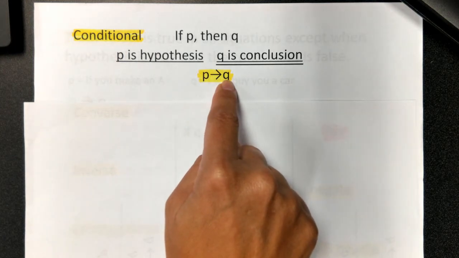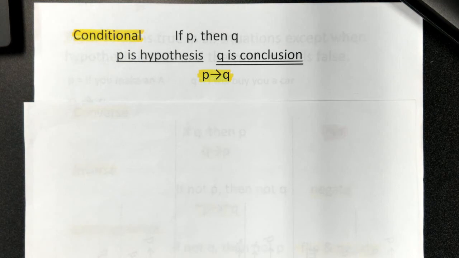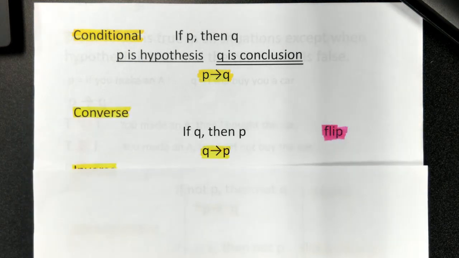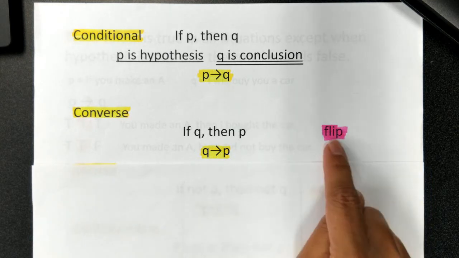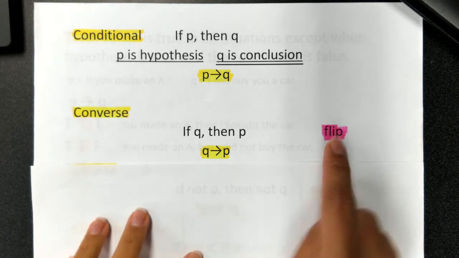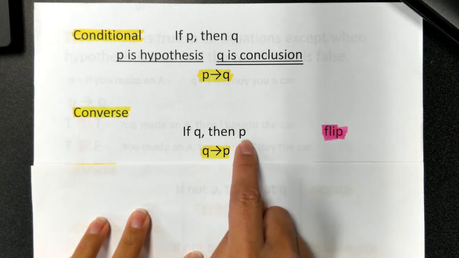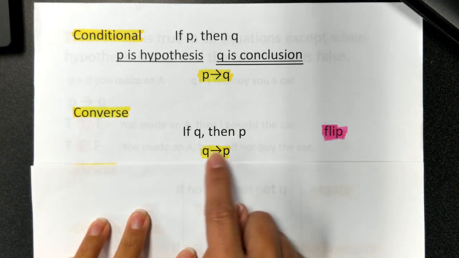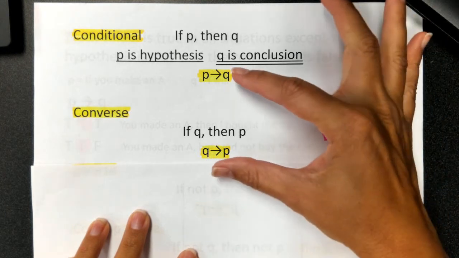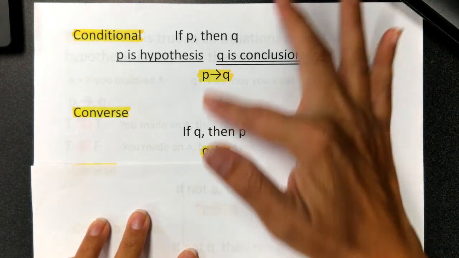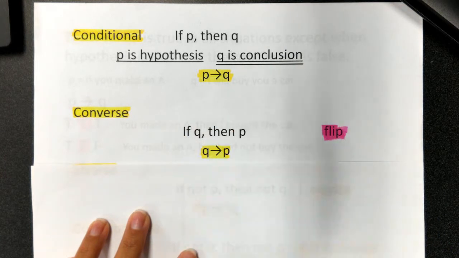Those are conditional statements. Now we can take those conditional statements and make what they call a converse. So notice I've highlighted over here in pink. That simply means we are going to flip our P's and Q's. Therefore, if Q happens, then P will happen. And we illustrate this by Q arrow to P. So notice from the conditional, the only thing we do for a converse is flip.